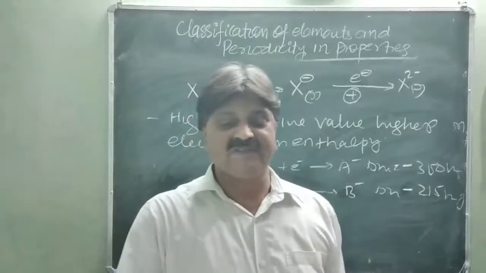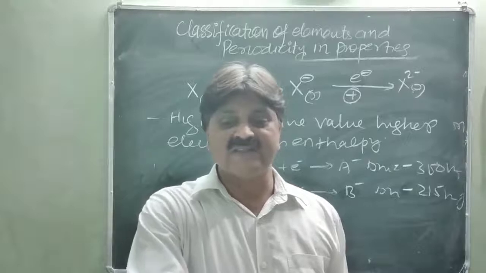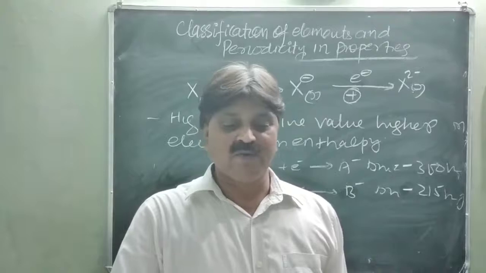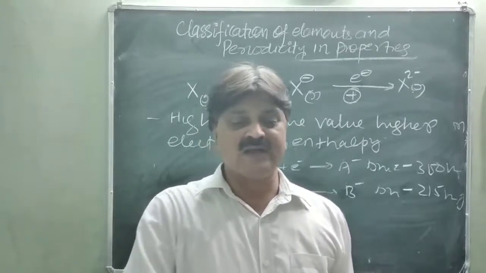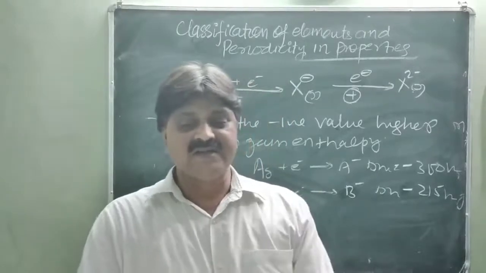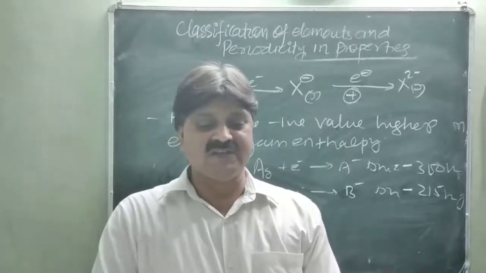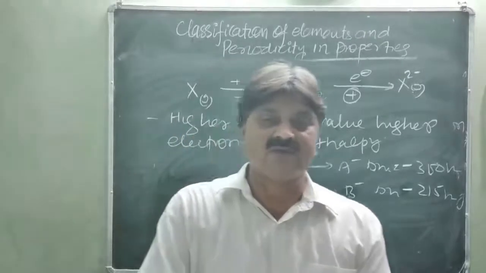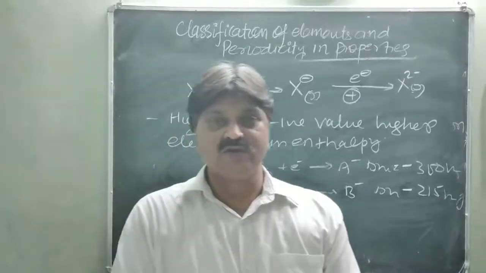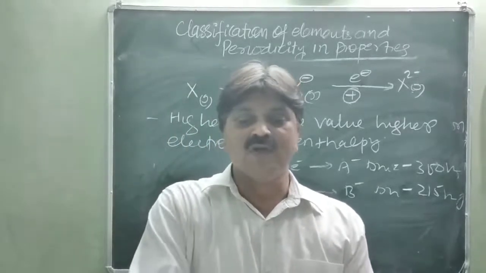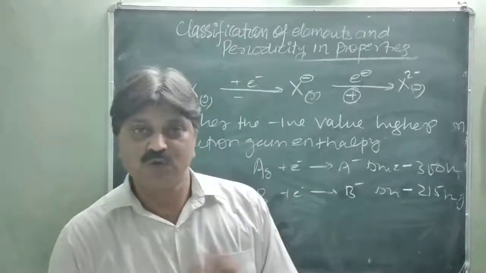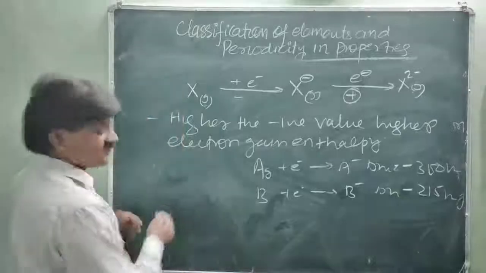For example, you can ask why the first electron gain enthalpy in most cases is negative and the other is positive. How do you show that? We are taking the example of oxygen, where 2 electrons are required. Why? Because the atomic number of oxygen is 8, so 1s2, 2s2, 2p4. So in the outermost shell, how many electrons are required to achieve the octet structure? 2 electrons.